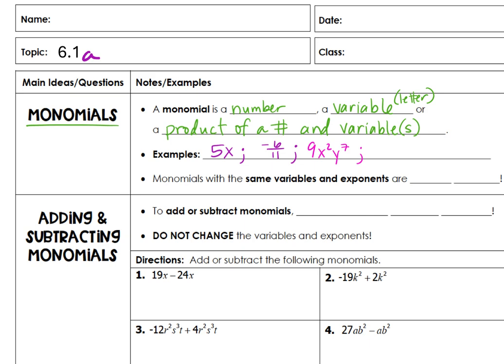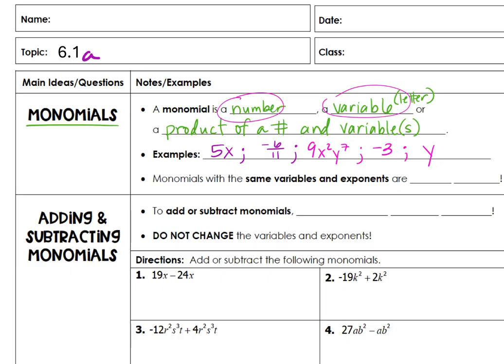Is -3 a monomial? Yeah, it's a number, right? It can be a number, it can be a variable, or it can be the product of both. So -3 would be a monomial. Is y a monomial? Yeah, it's a variable, right? So any of those things are considered monomials. It is one term, okay? There's multiple parts to it, but it is one thing.